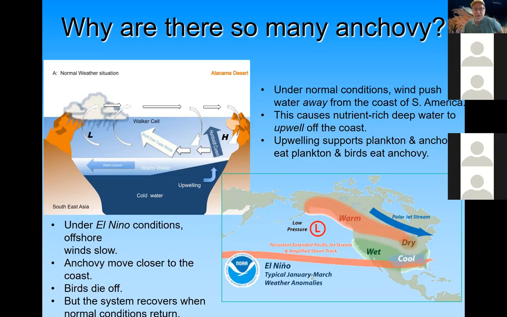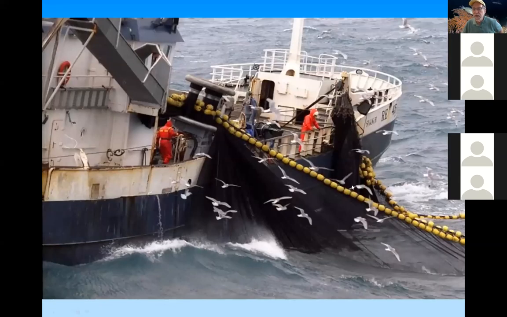So we have this natural system. This natural system was exploited historically for fertilizer. And then more recently, starting in the early 1970s, anchovy became an important fishery product. And so there were a number of steps that led to the explosion of anchovy as a fishery species subject to fishing.